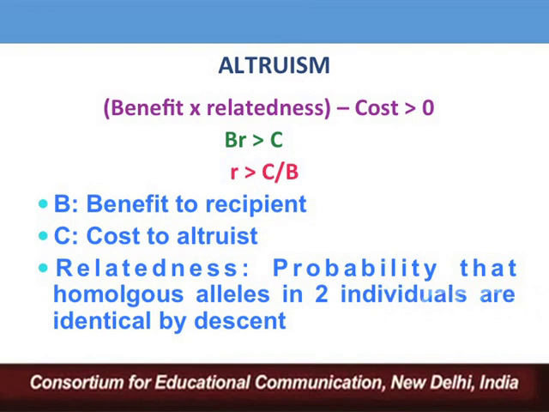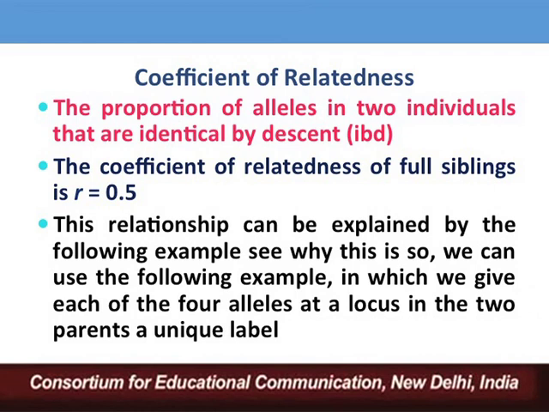And R is relatedness, which is the probability that homologous alleles in two individuals are identical by descent. If the proportion of alleles in two individuals which are identical by descent is quite high, then the individuals are closely related. If it is less, then the individuals are more distantly related; they are farther apart in the genealogical tree. So the R for full siblings is 0.5.